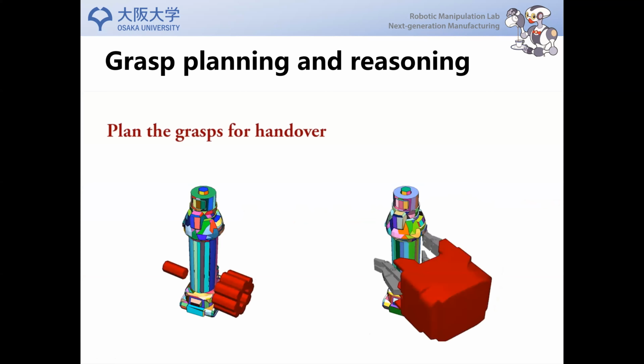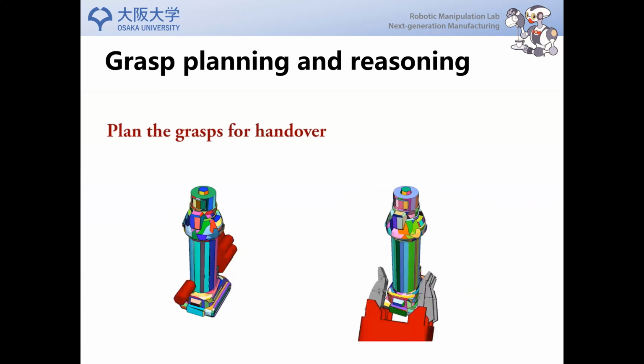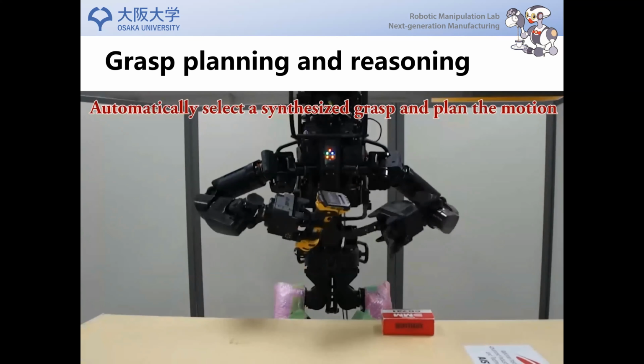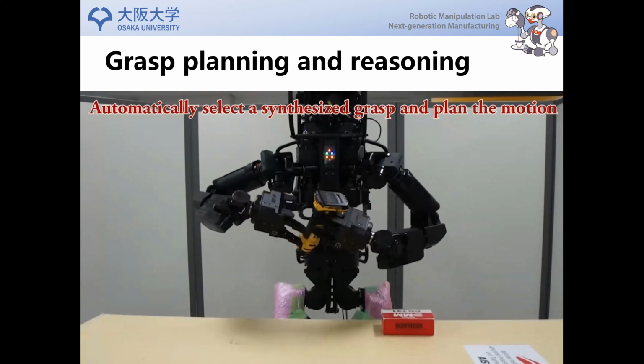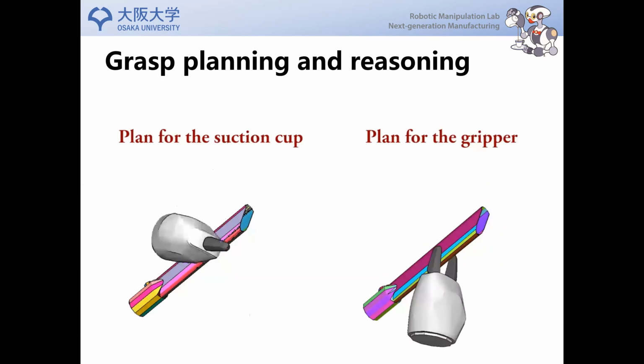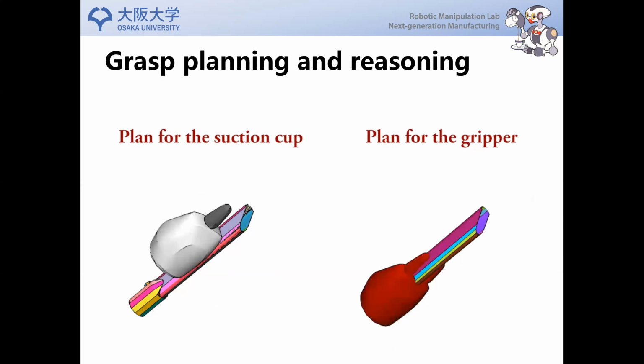Also, we can automatically plan the handover. We plan the grasp for each of the hands, and then determine if those 2 hands can grasp the object simultaneously. And then the robot will generate the handover motion considering the simultaneous grasps from both the hands.